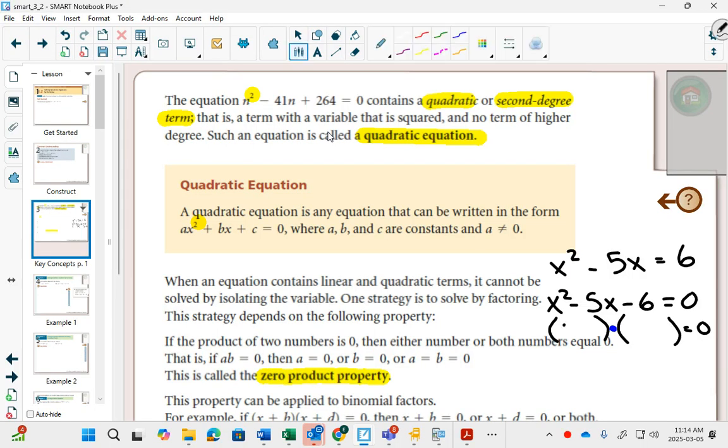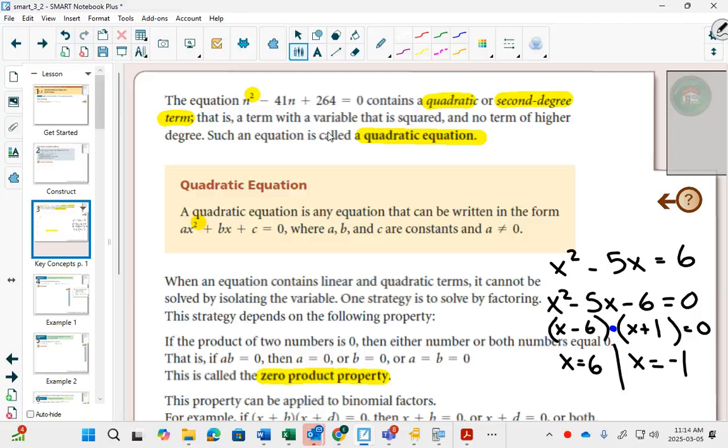So if I factor this to be (x minus 6)(x plus 1), I've now changed it from adding to multiplying. If it multiplies to equal 0, one of these has to be 0. If x minus 6 is 0, what could x possibly be? 6. And if x plus 1 is 0, what could x possibly be? Negative 1. Those are the two solutions that make it equal to 0, or make the original equation equal to 6.